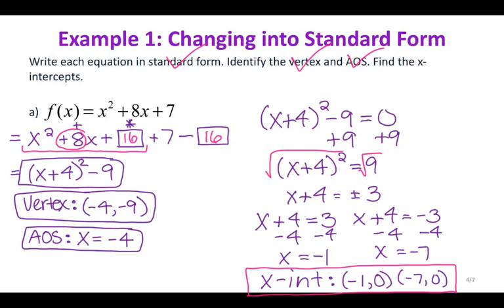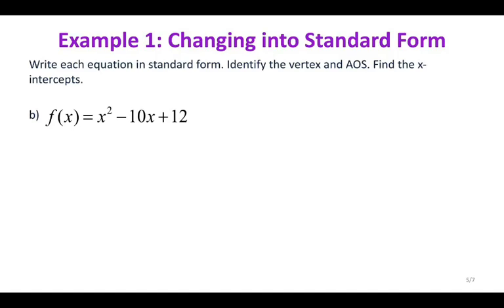All right, let's do another one. For this one, I'm going to do the same thing. I'm going to start by rearranging it and inserting my squares. So x squared minus 10x plus a square, plus 12 minus a square. And again, I'm going to focus on this term over here. I'm going to take half of it and square it. So when I take half of negative 10, that's negative 5. And when I take negative 5 and square it, that's going to give me 25.